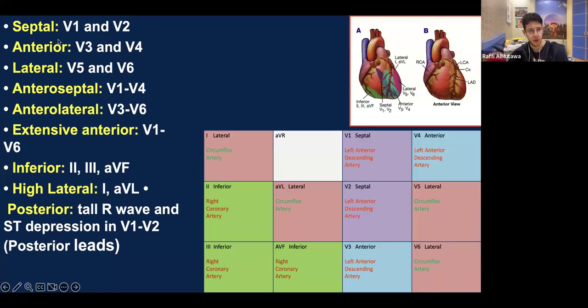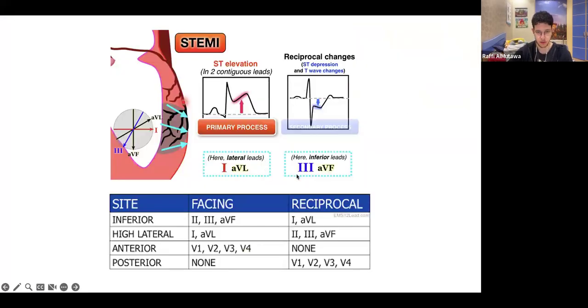So right here, it's written for you. Septal is V1, V2, septal is V3, V4, lateral is V5, V6. You have anterior septal, anterior lateral, extensive anterior, which is the entire precordium. And then one thing to note are the reciprocal changes. That's another thing that's pretty cool: sometimes if you see ST elevations in one place, look for ST depressions in the other place because it reciprocates.